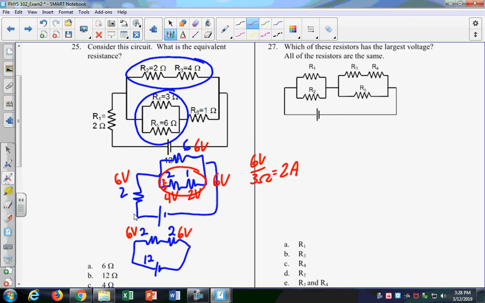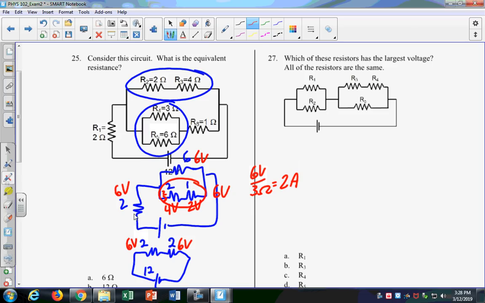And then, almost done, I think. Oh yeah, so if that's 4 volts, that means I have 4 volts here, 4 volts here, I have 2 volts here, I have 6 volts here, and then my last step is to split up the voltages on that 2 and 4 ohm resistor. Some of you might be able to tell me what is the voltage right off on the 2 ohm resistor.